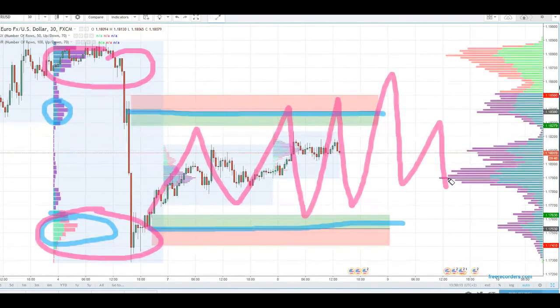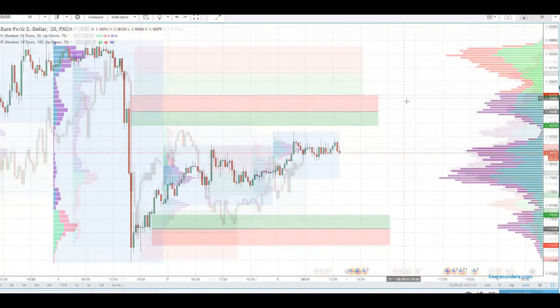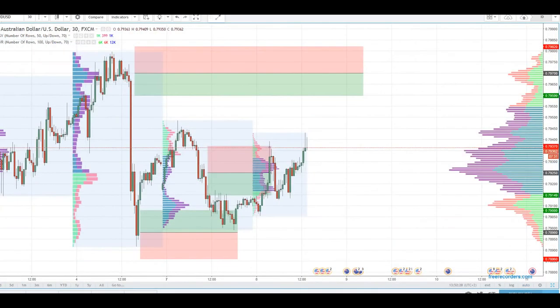So I expect more sideways price action in this range, at least until there is some news or something that will put the market into imbalance and return some volatility into the euro dollar. Right now there just aren't any new trading opportunities. Let's have a look at the Australian dollar.